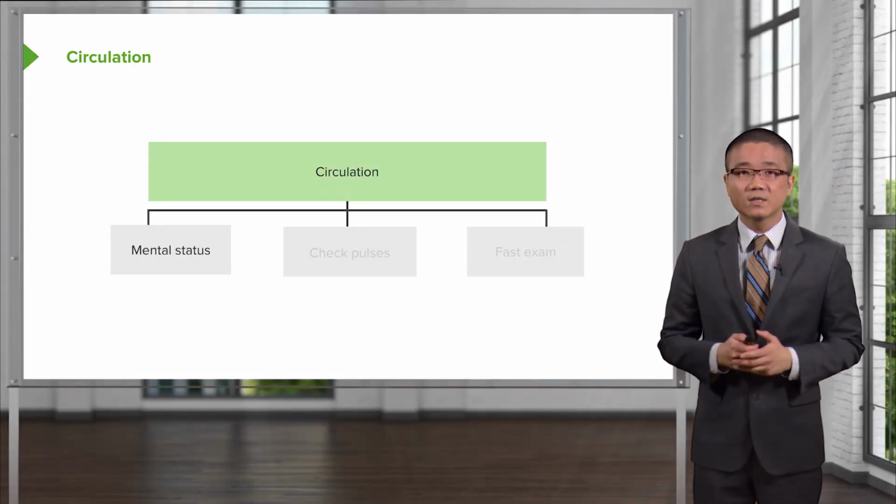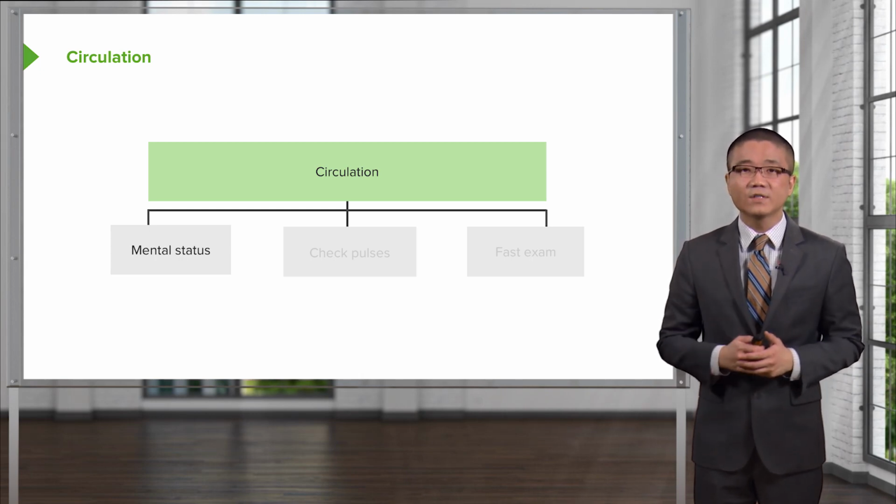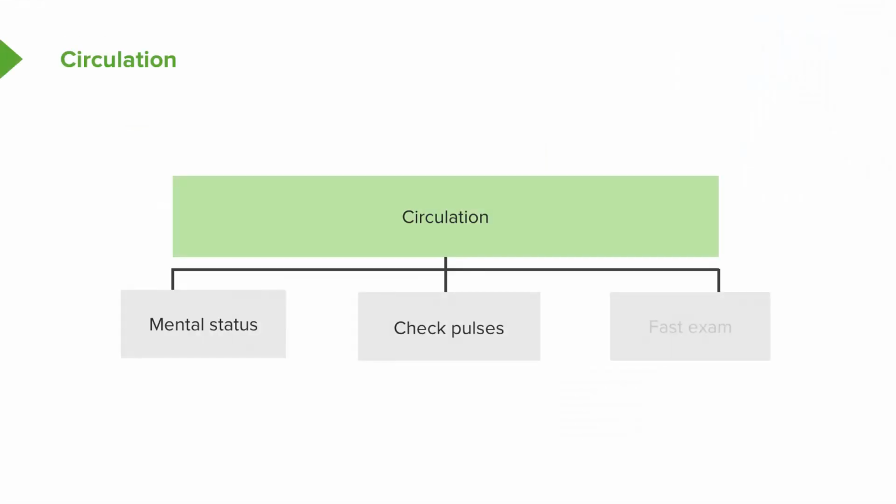Well, quick checks of mental status. If the patient is oriented and conversational, they likely have perfusion to the brain. Check their pulses. For a patient to have distal pulses such as the radial pulse or dorsalis pedis pulses in the feet, they have to at least have enough of a pressure head. And lastly, to assess whether or not somebody has intra-abdominal bleeding, we perform what's called a FAST examination.